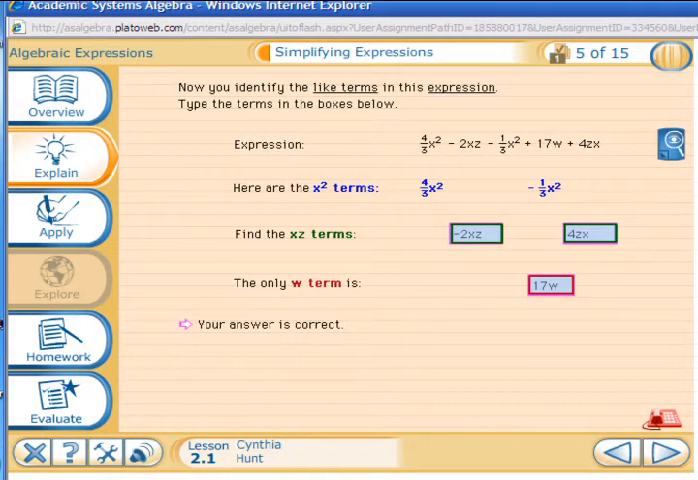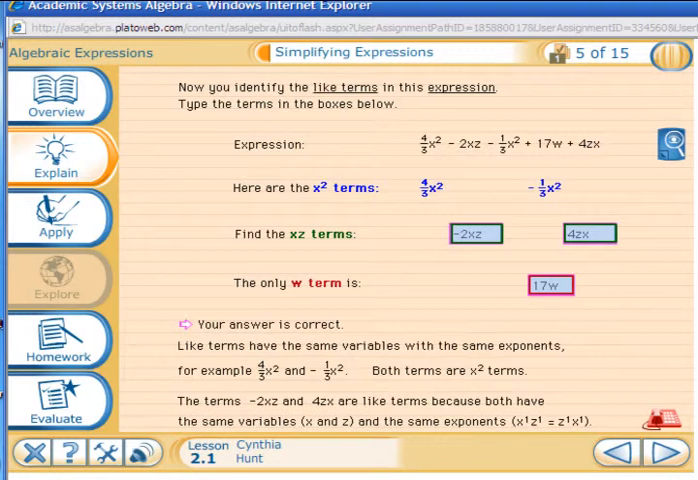Your answer is correct. Like terms have the same variables with the same exponents. For example, 4/3 x squared and negative 1/3 x squared. Both terms are x squared terms. The terms negative 2xz and 4zx are like terms because both have the same variables, x and z, and the same exponents.